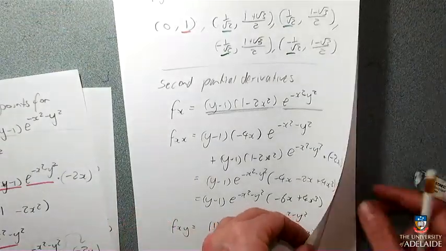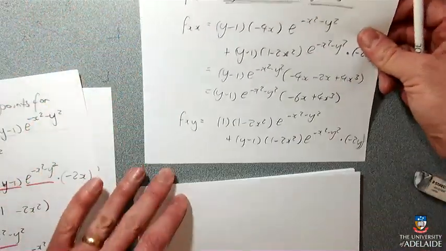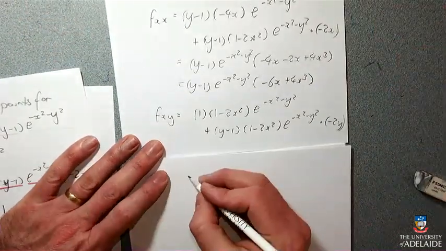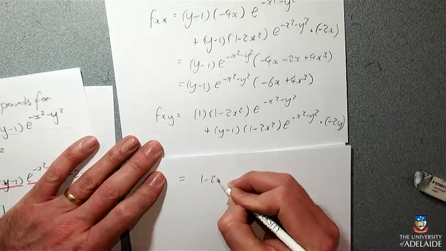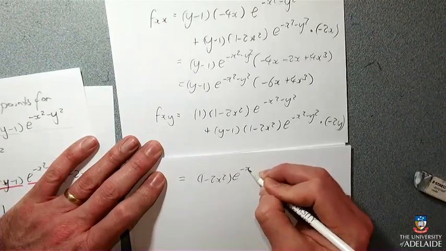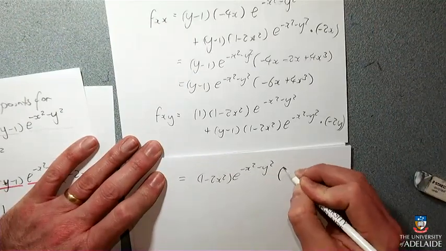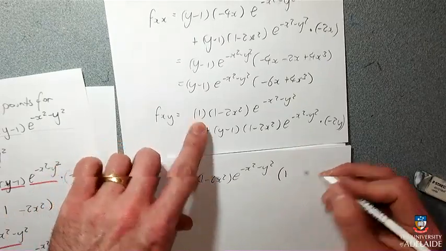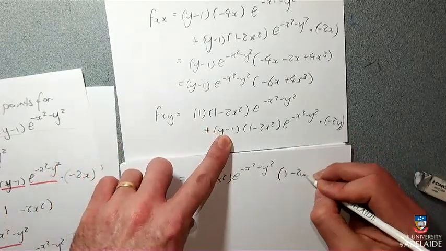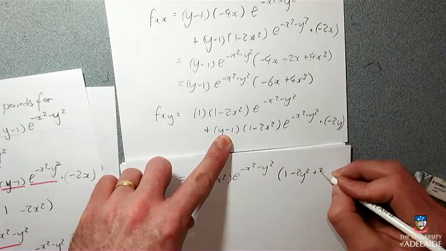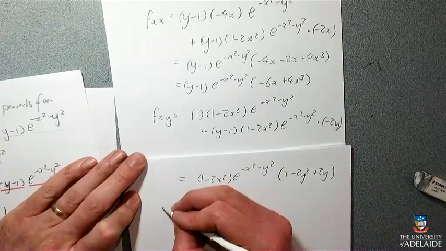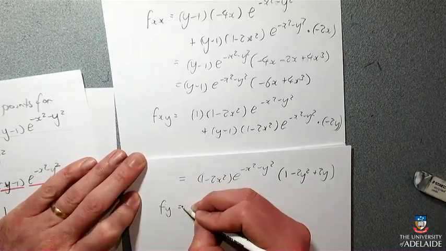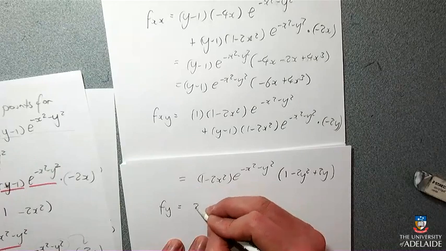The more practice that we can have at seeing how derivatives are done, the better. So everything has a 1 minus 2x squared and an e to the minus x squared minus y squared, and what we're left with is a 1 and this thing, so a minus 2y squared and a plus 2y. Oh cool, we had that already, that's fun. And fy, if I copy it down from before, was x.